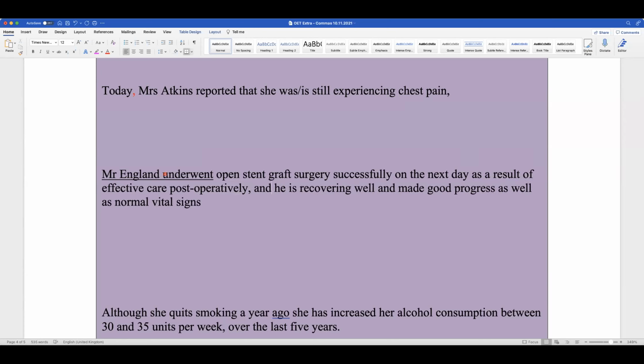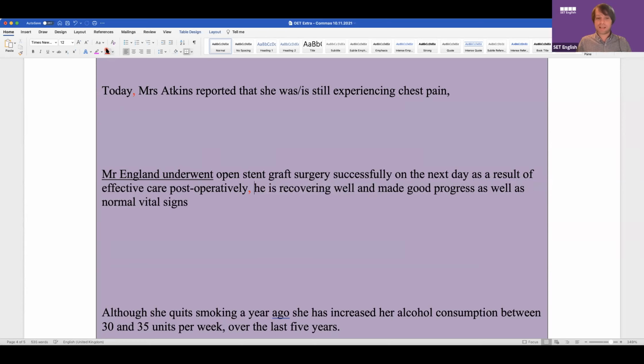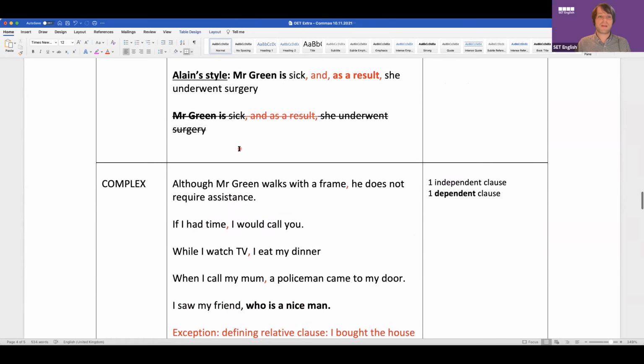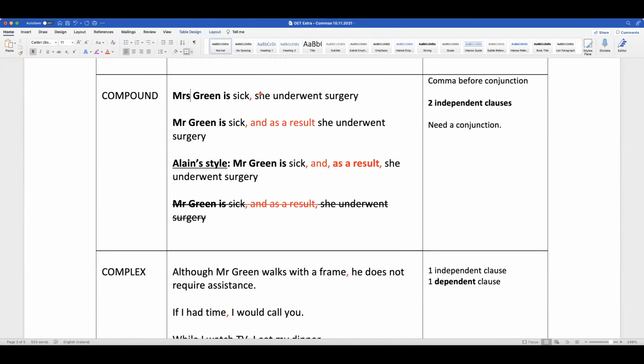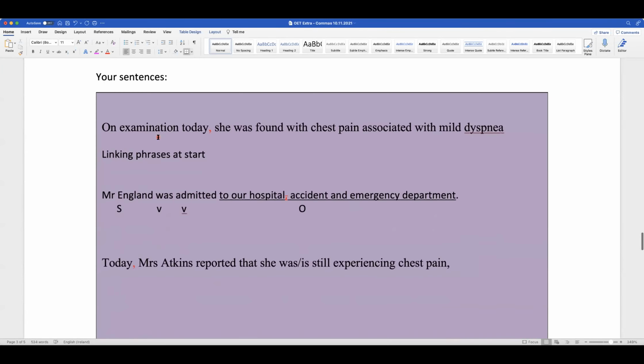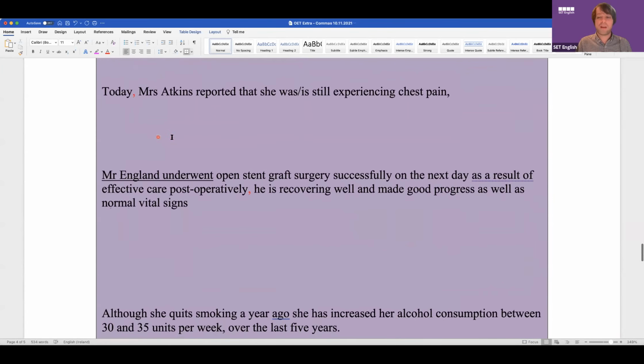And, comma. This is an independent clause, right? It stands alone. He is recovering well, right? So you can't just say it like this, right? That's like me saying, Mr. Green is sick, comma, she underwent surgery, right? It's wrong. It's 100% wrong because you always have a conjunction after the comma for compound sentences.